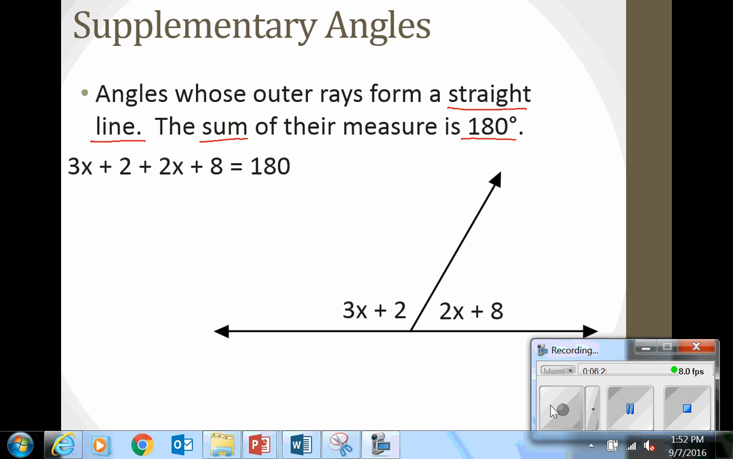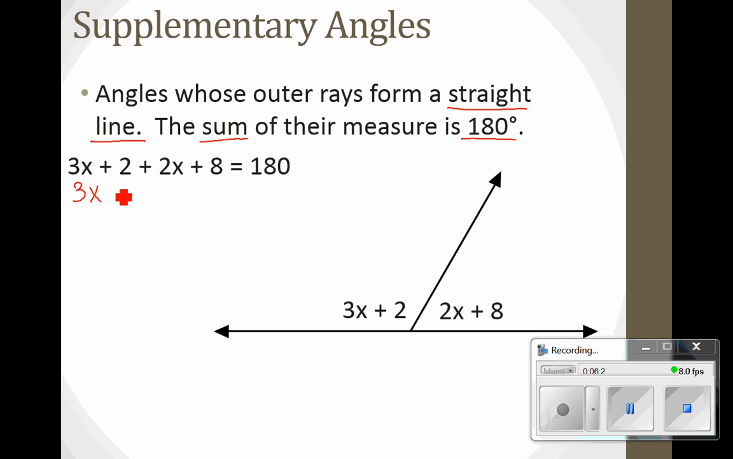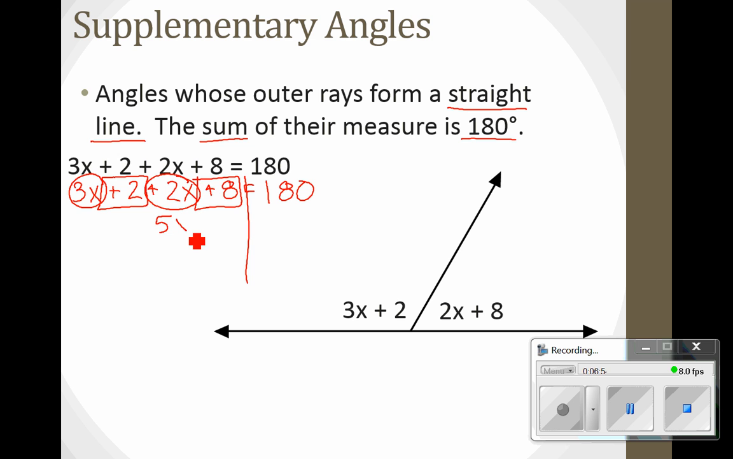I'm going to rewrite the equation so I have one nice and neat that I don't have any marks on. Draw a line down the equal sign. The first side obviously has more terms. I'm going to combine like terms. 3x plus 2x is 5x. 2 plus 8 is 10, positive 10. So plus 10 equals 180.